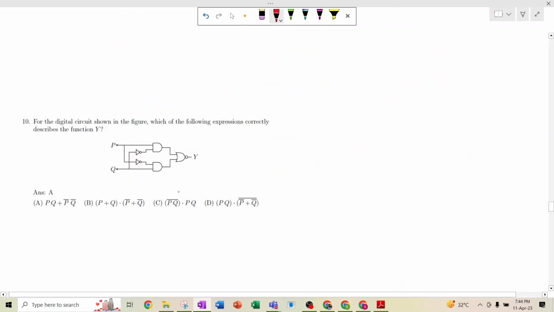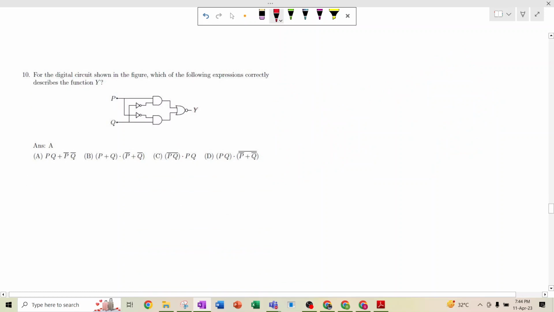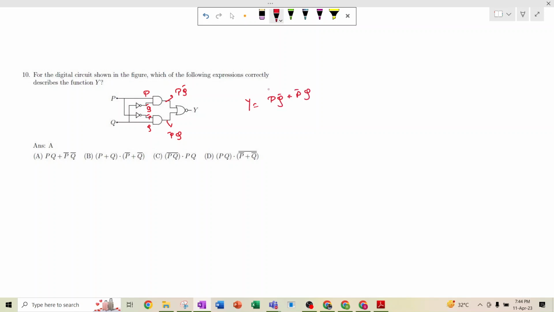Okay, so moving to the next problem: for the digital circuit shown in the figure, which of the following expressions correctly describes the function y? Okay, so it is basically going here, it is p, it is q bar, and here it is p bar, and here it is q. So it will be p q bar and it will be p bar q, and then we are using NOT of that. So y will be p q bar plus p bar q and then NOT of that.